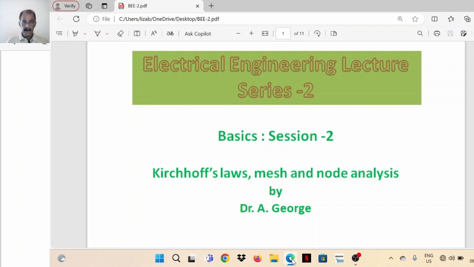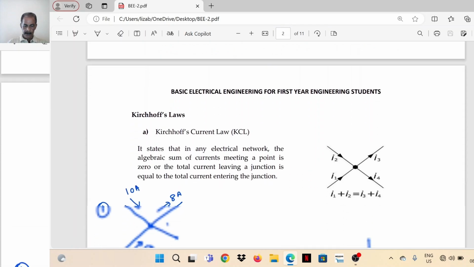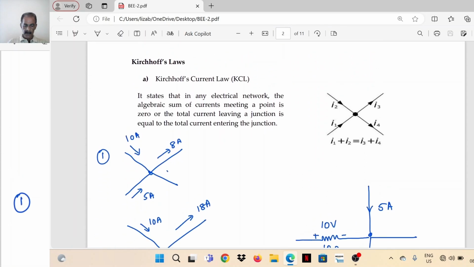So this is the second session in the electrical engineering lecture series. In this session, the topics covered are Kirchhoff's laws, mesh and node analysis. So we'll start with Kirchhoff's law.